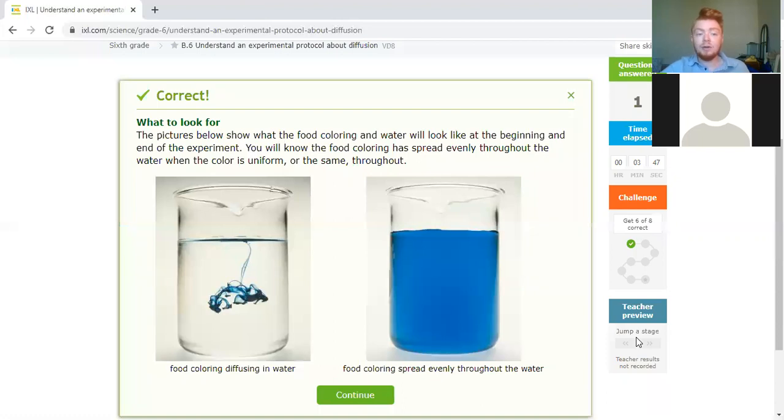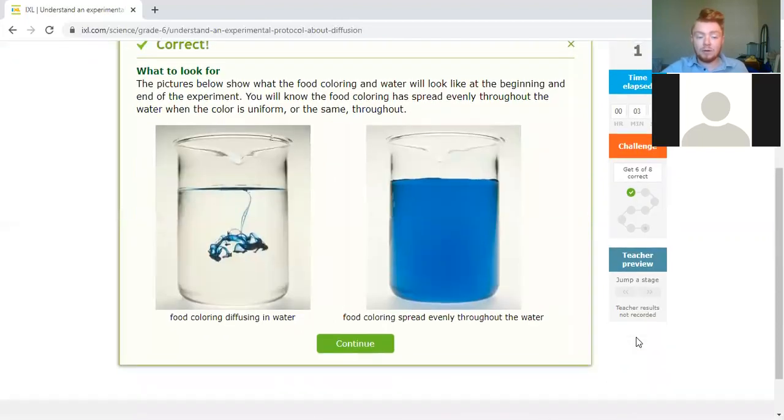All right, what to look for. The picture below shows what the food coloring and water will look like at the beginning and end of the experiment. You will know the food coloring has spread evenly throughout the water when the color is uniform, or the same throughout, meaning it's all blue water now, instead of that first picture where it looks very wispy. To be honest, it looks very cool to me.